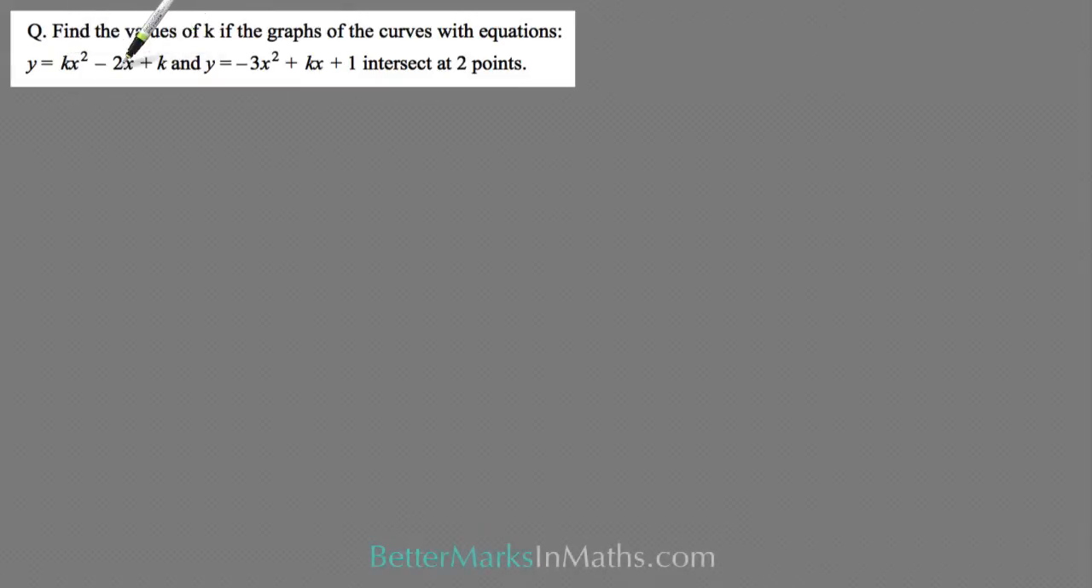This k moves this graph up and down. This k here moves this graph sideways. So depending on what k is equal to, the two graphs will either intersect or not intersect. And you've got to figure out the values of k for which they intersect at 2 points.